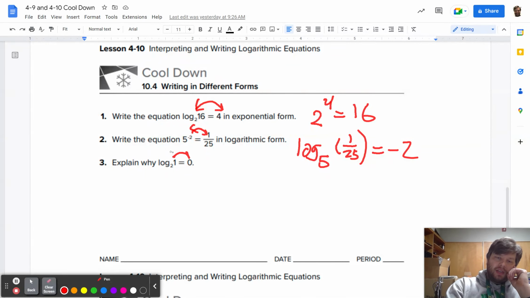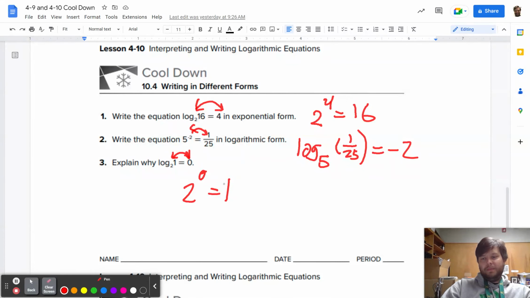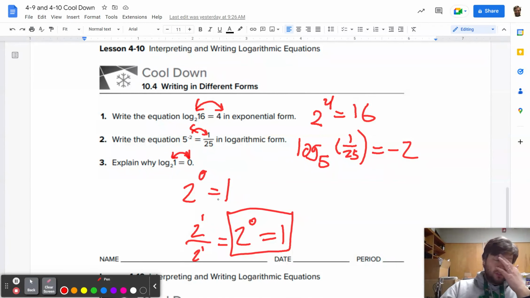To explain, I can always just switch and get back to exponential form, which is just a lot more familiar to most of us. 2 to the 0 equals 1, because 1 is the number that has 0 effect when you multiply by it. Or alternatively, 2 to the 0 equals 1, because if I did 2 to the 1 divided by 2 to the 1, I would get 2 to the 0, but I would also get 1 because I divided something by itself. There's several other ways you can get to that idea that it has to be 2 to the 0 equals 1. So that was the cool down.